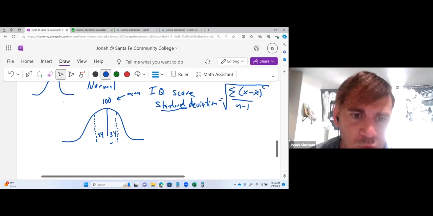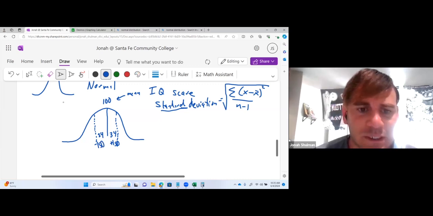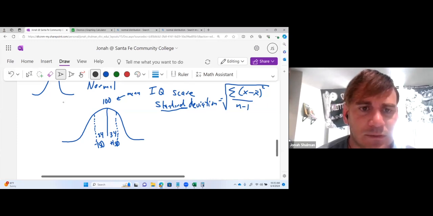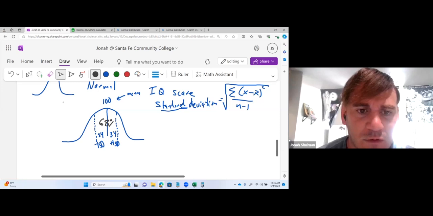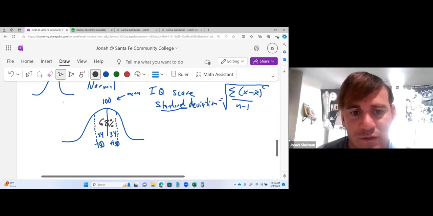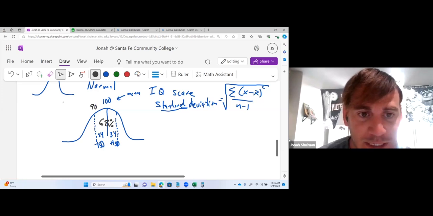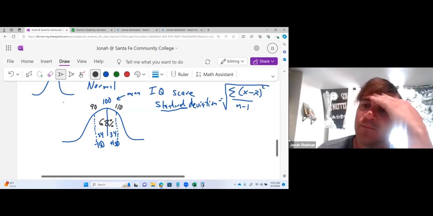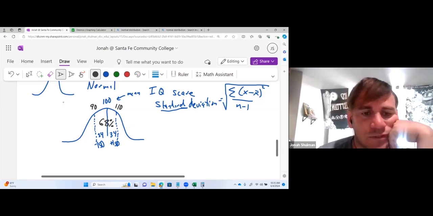So this is +1 standard deviation, and this is -1 standard deviation. What does that mean? This means 34 plus 34 is 68. I'll use a different color. This means that 68% of people fall within 1 standard deviation of the mean. This means 68% of people fall between a 90 IQ and 110 IQ. And it works the same for heights and weights and everything else.